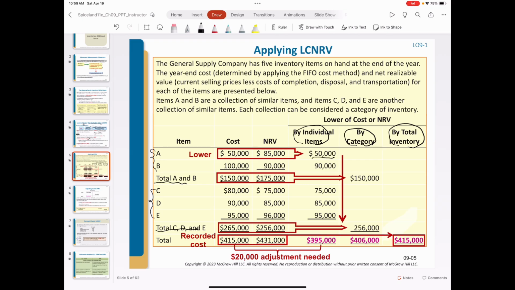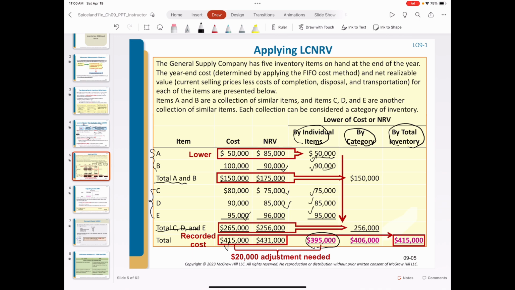So we just use 50, which is the original book value. For B, NRV is lower, we use NRV. C, we use NRV. D, NRV. E, cost. Okay, so finally, we have the LCNRV for each item here. Then the sum of them is the total LCNRV. Then we compare it with the cost, 415. The difference is the value of inventory to be written down, or the cost or loss to be recognized.